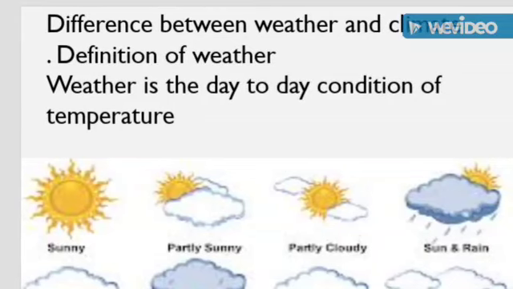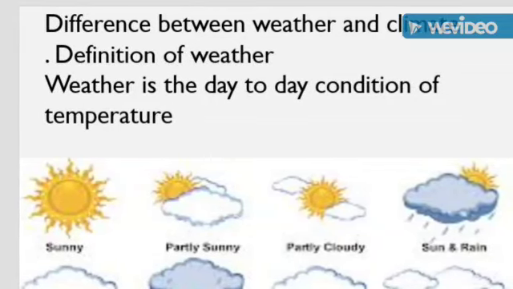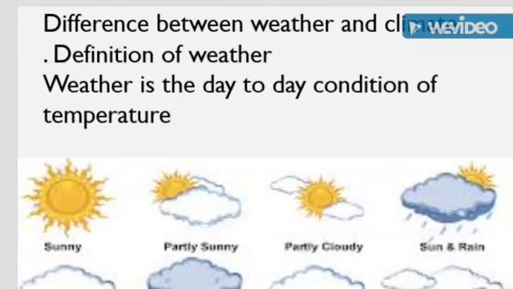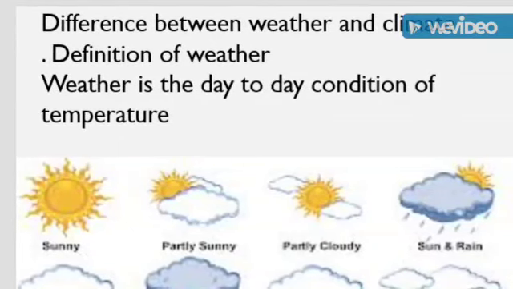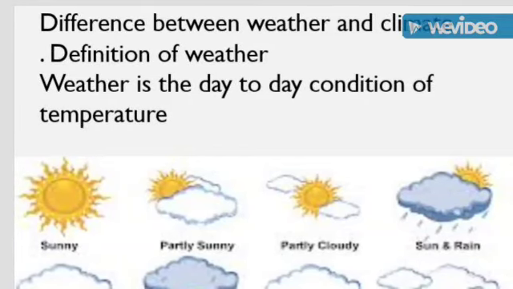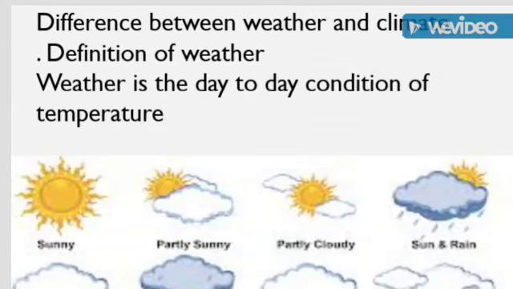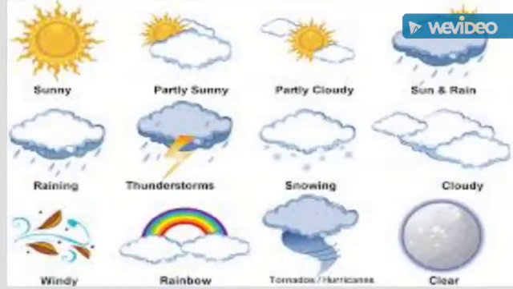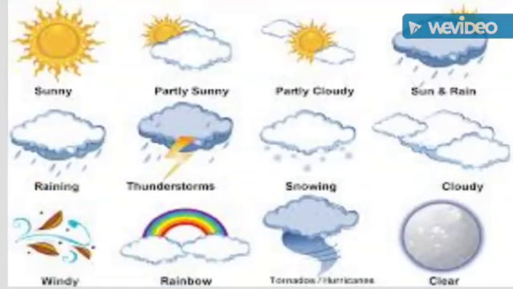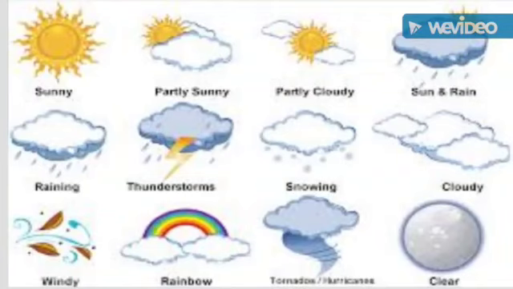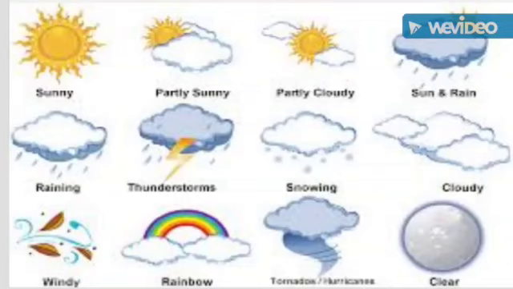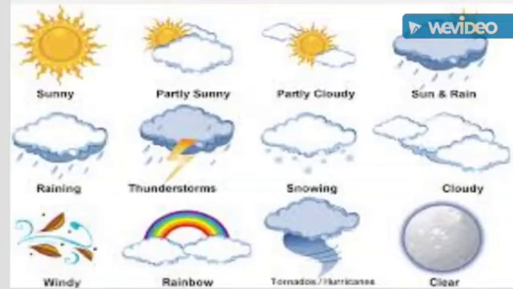So what is weather? Weather is daily climatic conditions like sunny, cloudy, windy, rainy, hot, cold. These all are climatic conditions. If yesterday was sunny, today is cloudy, and maybe tomorrow will be rainy. Weather is also the day-to-day condition of temperature. If today's temperature is high, there is also a possibility that tomorrow it will be low.